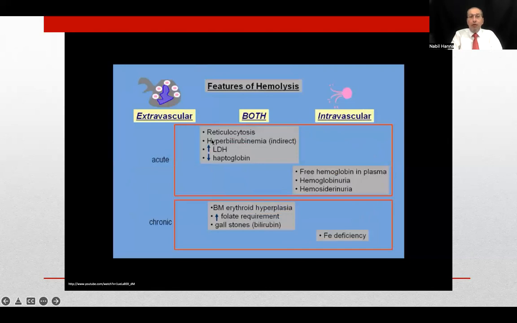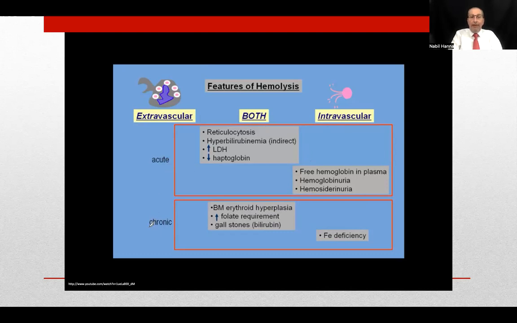So in both extravascular and intravascular hemolysis, you get high reticulocytes, and you get hyperbilirubinemia, elevated indirect bilirubin, high LDH, low haptoglobin. In addition to this, we have three features that only occur in intravascular hemolysis: free hemoglobin in plasma, hemoglobinemia, hemoglobinuria, and hemosiderinuria.